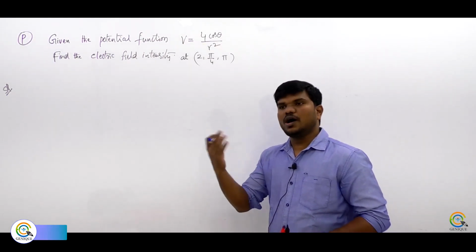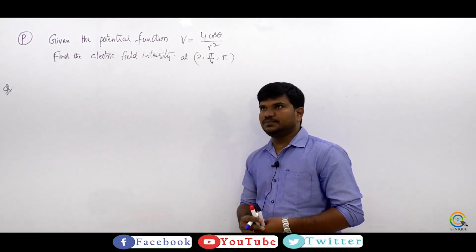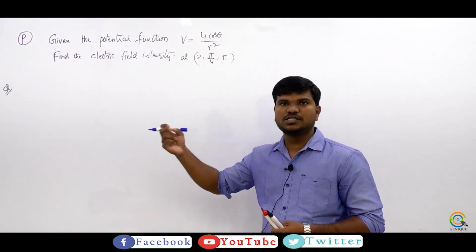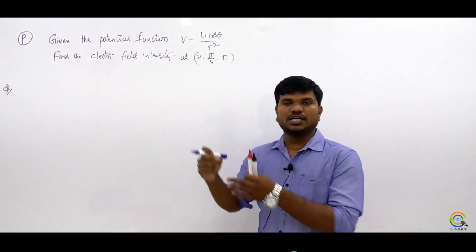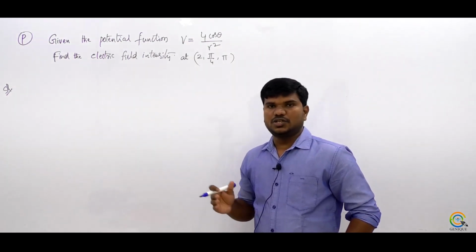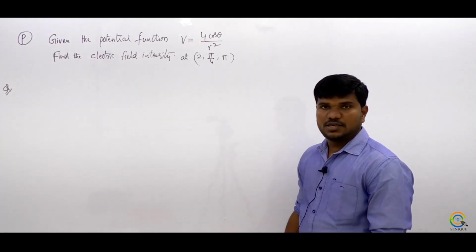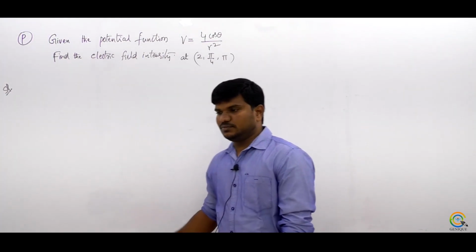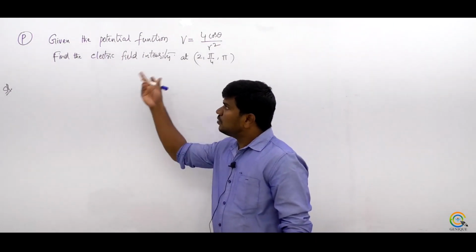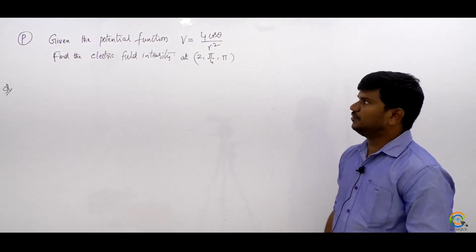In the previous class, we have seen the applications of Gauss law and Biot-Savart's law: the electric field intensity due to the point charge and the magnetic field intensity due to the point current element, and the electric field intensity due to the infinite length line charge and the magnetic field intensity due to the infinite length current carrying wire. Okay, so that is the electric field and magnetic field.